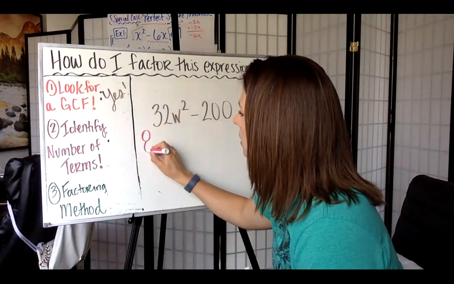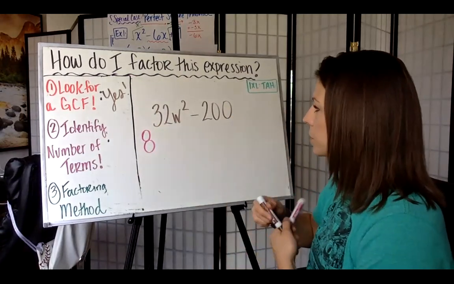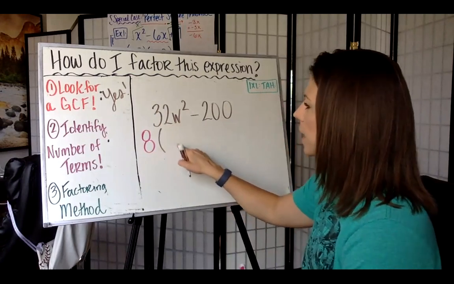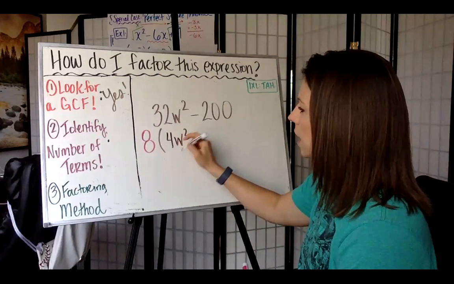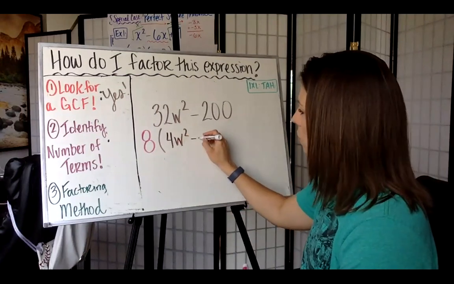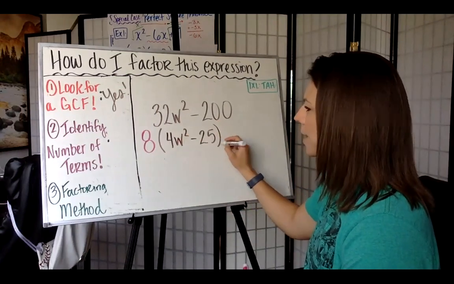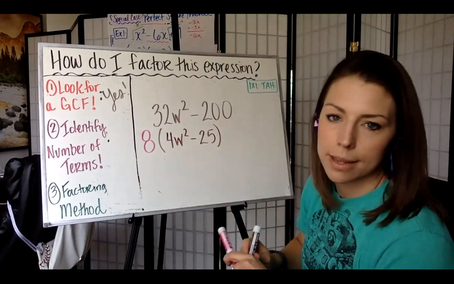So this becomes 8 times whatever we have left. So 8 times what is 32w squared? That's 4w squared. And 8 times what is 200? That's 25. And again, I just used a calculator because why not?